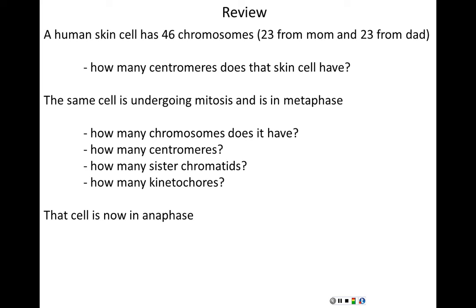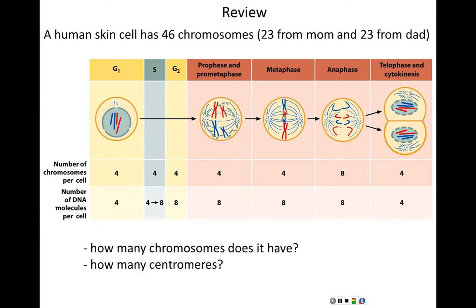Take that same cell, proceed on to the middle of anaphase. How many chromosomes does that cell now contain? How many centromeres? This figure should help you get to those answers, at least logistically. You can pause the lecture here if you'd like and take a good look at this figure.